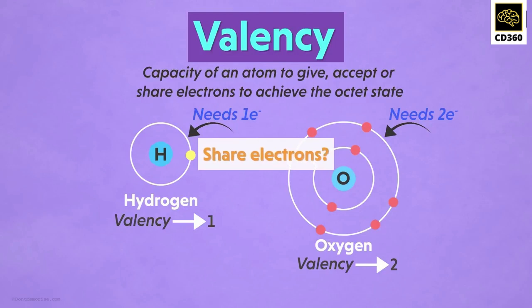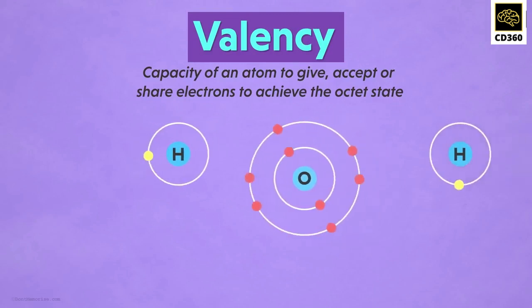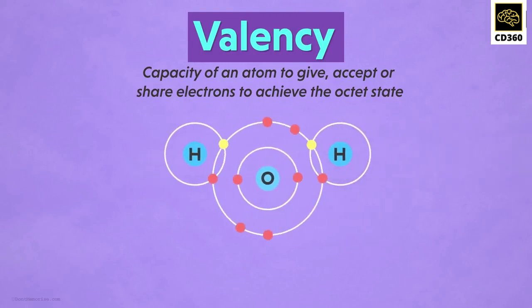But how? It's not that straightforward. We will understand it in one of our future videos. For now, we have to know that 1 atom of oxygen combines with 2 hydrogen atoms to give us 1 water molecule. This is how atoms with different valencies combine with each other to form compounds.